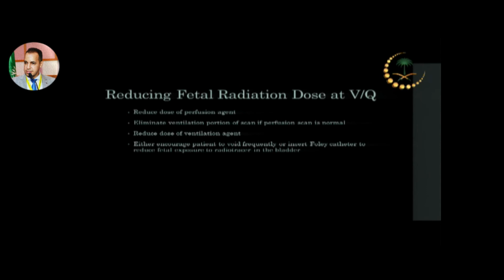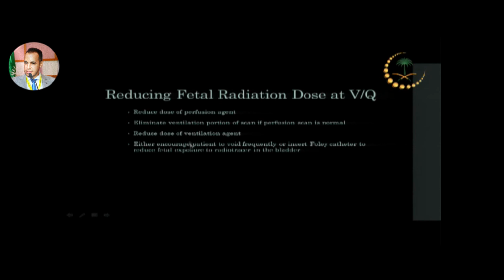Reducing fetal radiation dose in VQ scan can be performed by reducing the dose of the perfusion agent. You can use half dose or even quarter dose if you want to. If the perfusion part of the scan is normal, you don't need to go for the ventilation scan. You can stop there because the perfusion is normal. You can basically exclude the risk of pulmonary embolism. And if you decide to go for a ventilation scan, you can also reduce the dose of the ventilation scan.